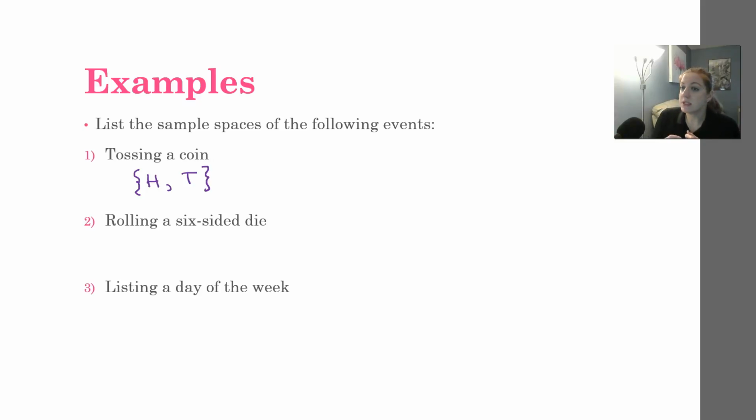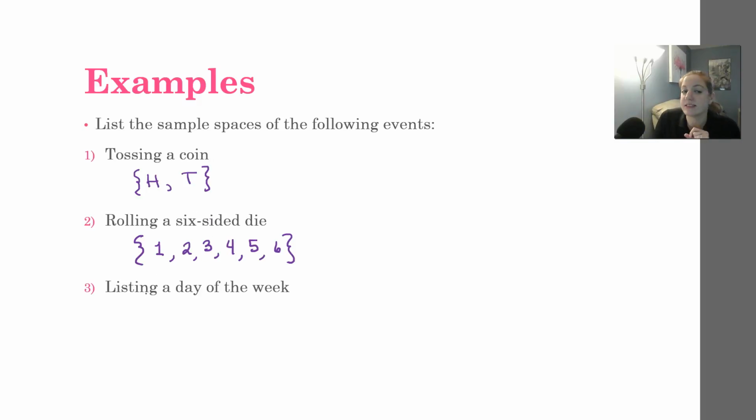The next one is rolling a 6-sided die. Imagine you've got a die, you're going to roll it. What are the possible outcomes? For a 6-sided die, we're going to start with our braces and list the possible outcomes, which is 1, 2, 3, 4, 5, 6. That's it, right? There's no other outcomes possible. We can't get a 7. There's no 7 on that 6-sided die. There's no 0. There's nothing else we can get. Those are all the possible outcomes.